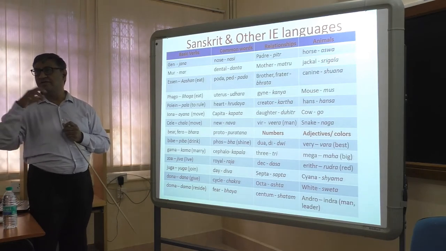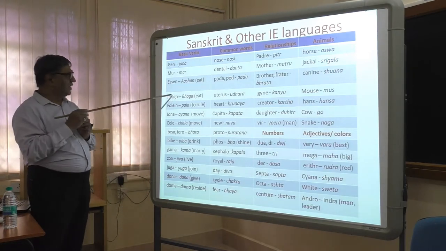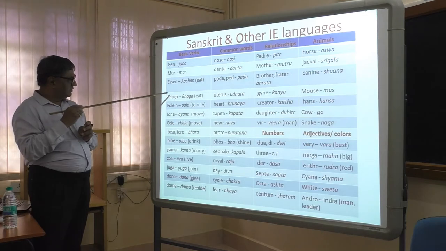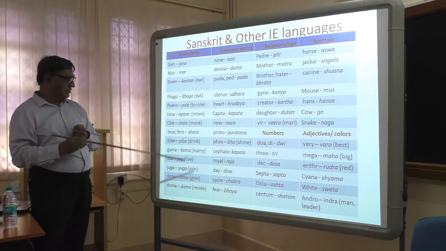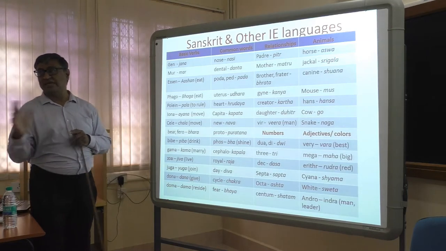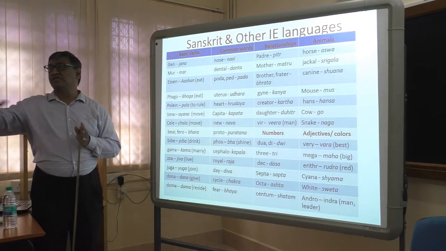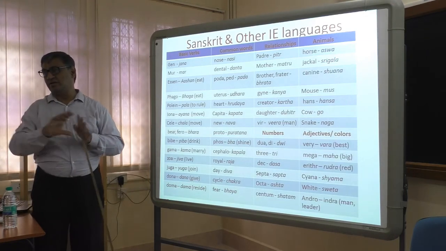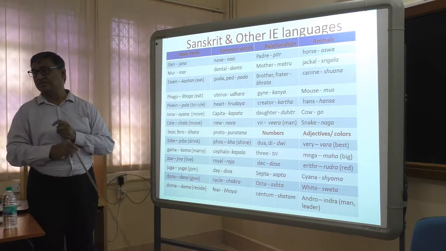Carnophagus means animals which eat flesh. So phage, bhoga: the sound "pha" will become "bha" in Sanskrit. So like that. You have to remember that these languages are separated by 5,000 years and 5,000 kilometers, a large separation of distance and time.